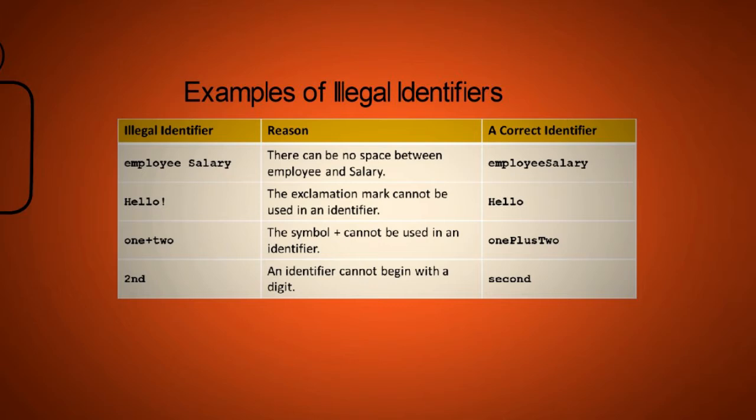On the 1+2 identifier, the plus symbol cannot be used in an identifier. The correct way is to write it without the plus sign. On the last identifier, an identifier cannot begin with a digit. The correct way is to write it in words.